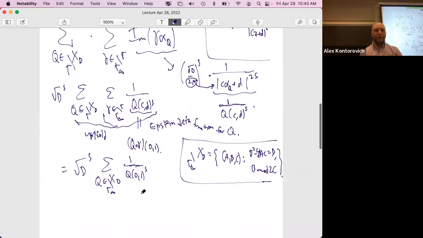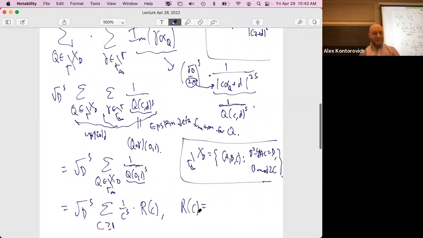Okay, so we could write this as 1 over D to the s, a sum over the value of C, 1 over, by the way, this is Q of (0, 1). Q is a x squared plus b x y plus c y squared. Y is the only thing that survives. So I get a 1 over c to the s times r of c, where r of c is exactly, given a c, for fixed c, the number of b mod 2c so that there exists an a with b squared minus 4ac equal to D.